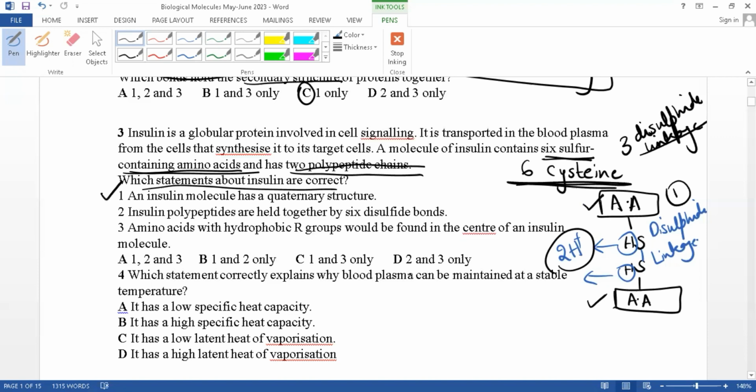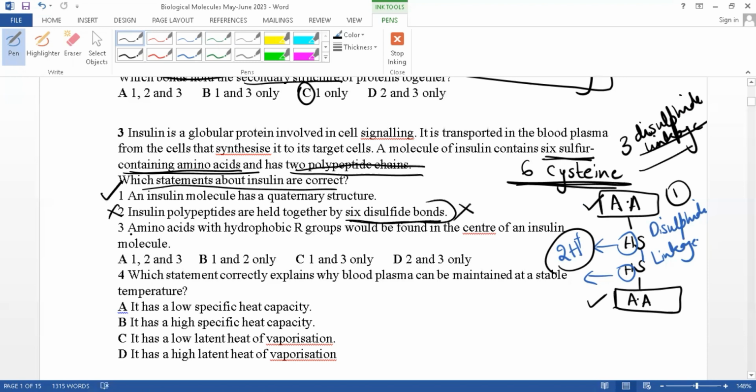Then, insulin polypeptides are held together by 6 disulfide bonds. That's incorrect, because I've told you if there are 6 sulfur containing amino acids, that means 6 cysteines. When bonded, 2 cysteines are bonded to make one disulfide. So 6 cysteines are bonded to make 3 disulfide. 6 disulfide bonds is absolutely wrong.